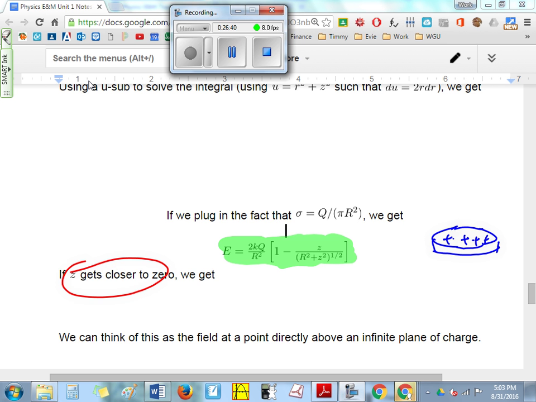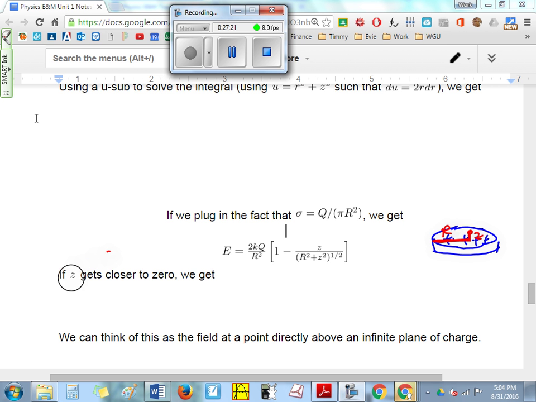So if we get z closer to 0, up close and personal with the surface, z basically is getting closer to 0. Actually, I don't want to think of it as z getting closer to 0. Don't think of it so much as z closer to 0, but think that capital R is much, much bigger than z. Think of the disk as much bigger than the distance we are above it. It's kind of the same idea, but think of R as much bigger than z.